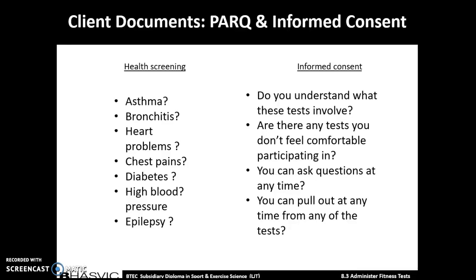So he got asthma, bronchitis, heart problems, chest pains, diabetes, high blood pressure, epilepsy, and we later find out my client has got high blood pressure, which may impact some exercises that could have been planned for him. And informed consent is making sure the client knows what's going on. He knows he can pull out at any time he wants.